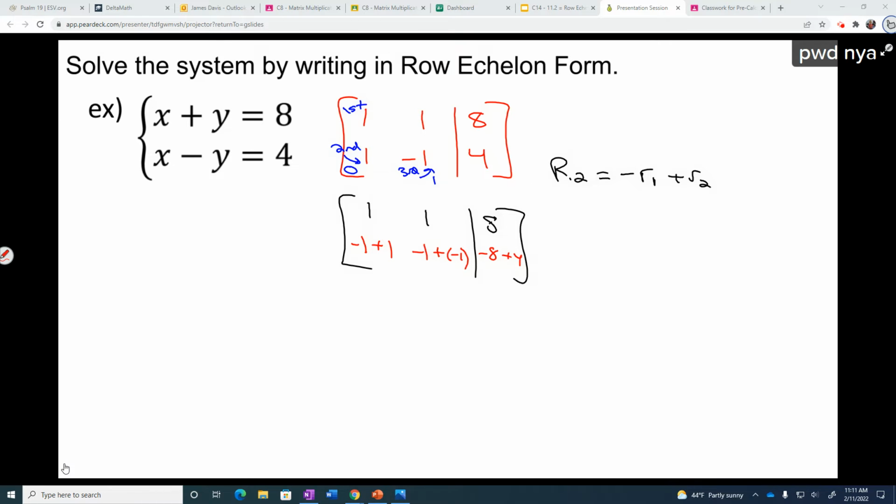Okay. So we did negative row 1 plus row 2. Right? Got that? Now what that does is it makes this now a 0. Top row. 0. And this is -2. And this is -4.